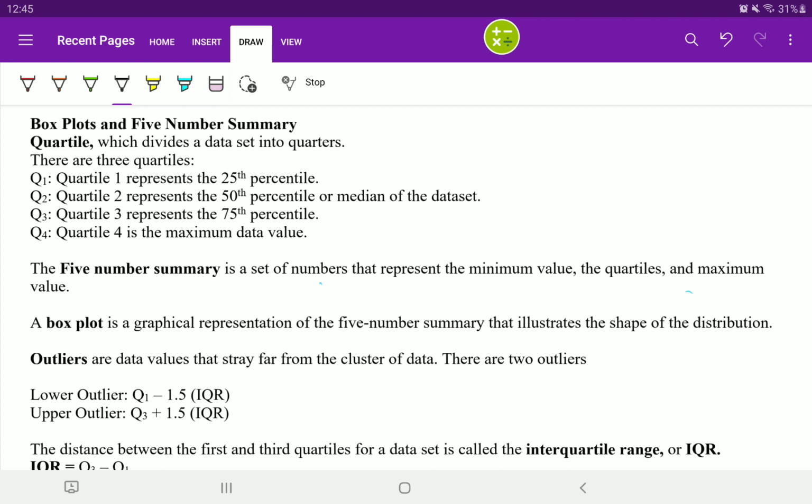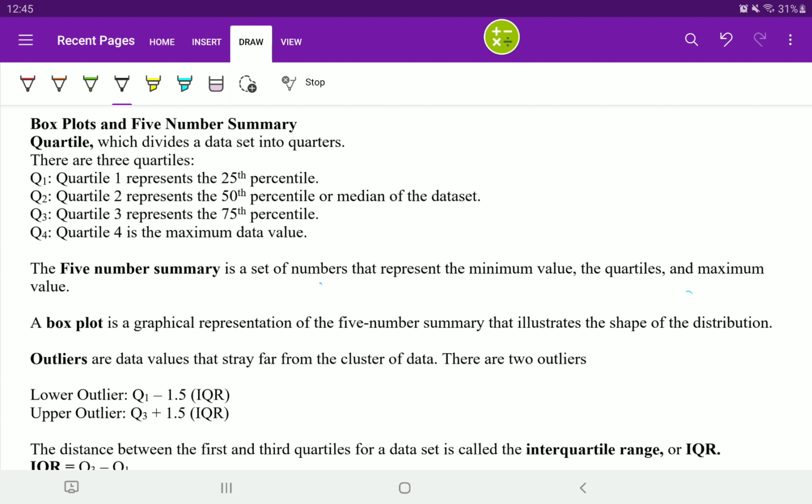Now, there are 3 quartiles of specificity. The first quartile, which is Q1, represents the 25th percentile. Q2, which is quartile 2, represents the 50th percentile, or the median for the data set. Quartile 3 is the 75th percentile. And what we call sometimes quartile 4 is the maximum data value. So it may be called the max.